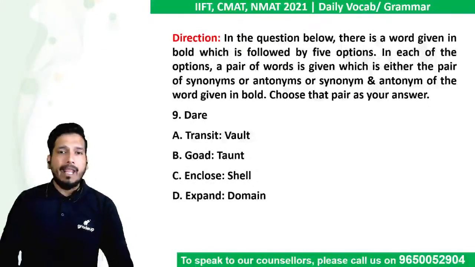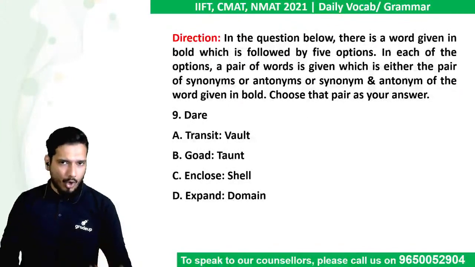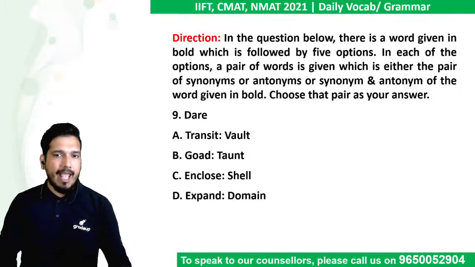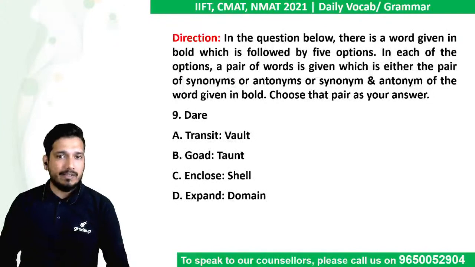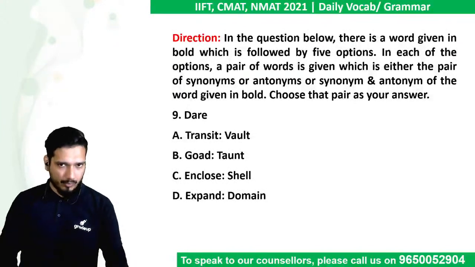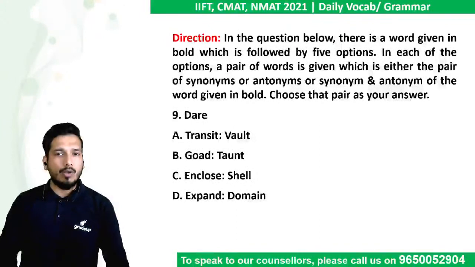Okay. A, transit is to vault. B, goad is to taunt. C, enclose is to shell. And D, expand is to domain. Transit is to vault. B, goad is to taunt. C, enclose is to shell. And D, expand is to domain.